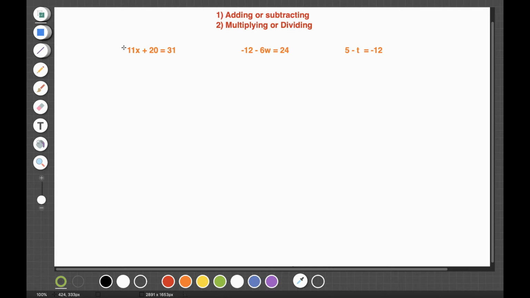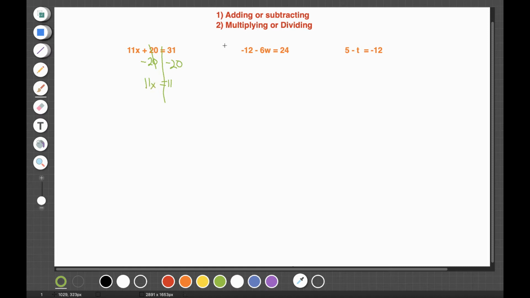Well, what is the first step for this first problem? 11x plus 20 equals 31. Great job. Most of us, I think, would have figured there's a plus 20. Well, we need to make that a 0, so we're going to subtract 20. And we'll remember that if we do it to one side, we need to do it to both sides. Perfect. Now, 31 minus 20 gives me 11. Okay, we keep our equal sign, and then we just pull down what's left, so 11x.